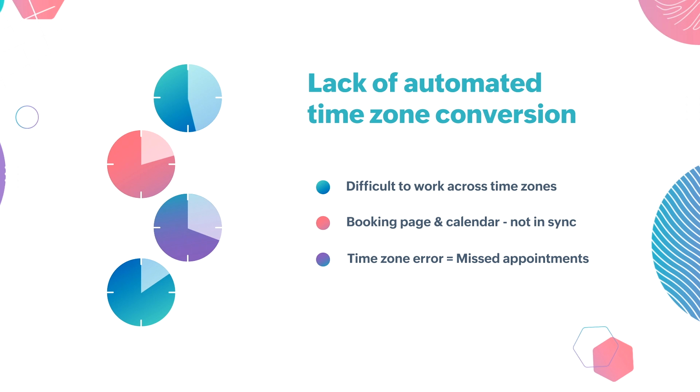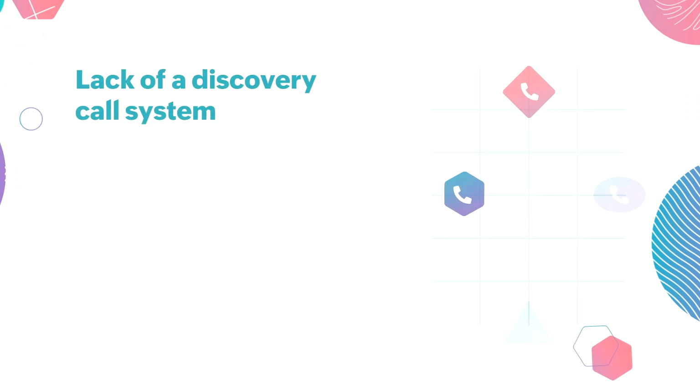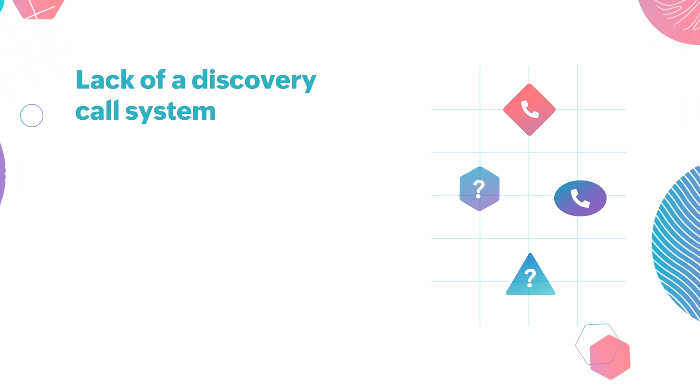So what's needed here is a system that automatically converts time zones, which Roy doesn't have for now. Number 3, lack of a discovery call system. Roy understands that discovery calls are key to improving the overall sales performance, but just doesn't have the right tool to enable it. They currently use emails to schedule calls, which result in multiple issues.